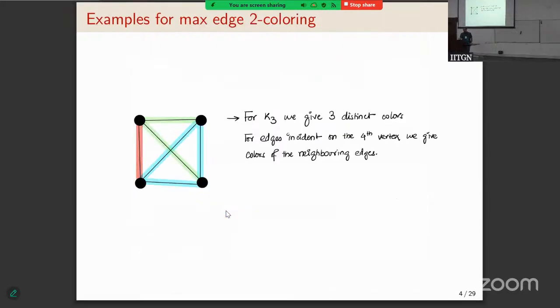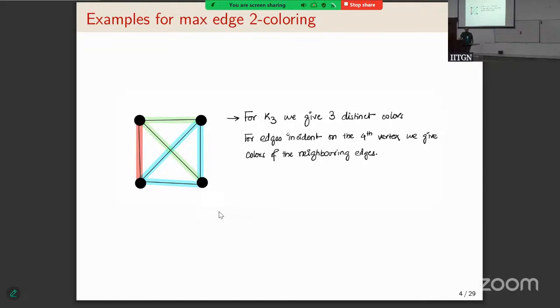Consider K3, the complete graph on 3 vertices. For maximizing the number of colors for a valid edge 2-coloring with K3, every edge is given one new color. Now, I put the 4th vertex in, giving K4.